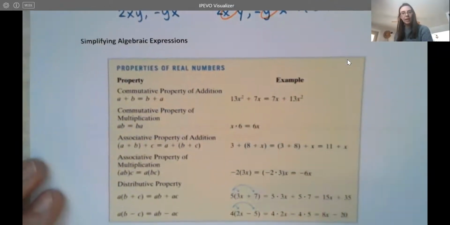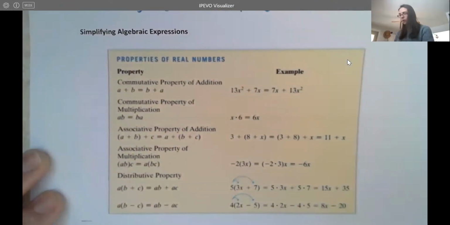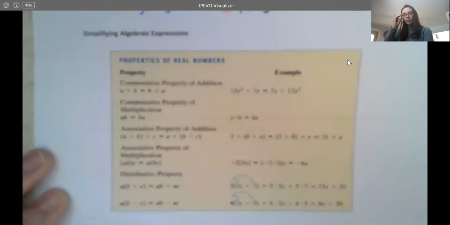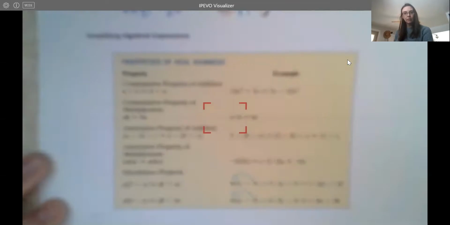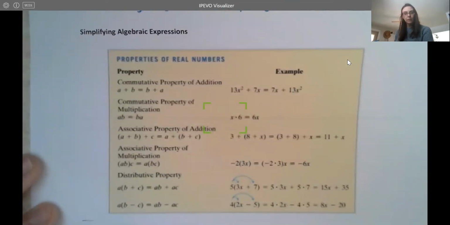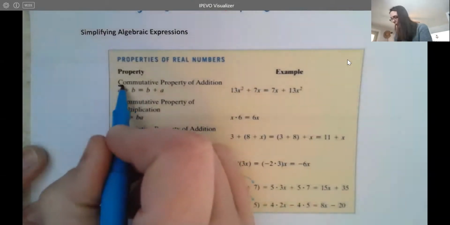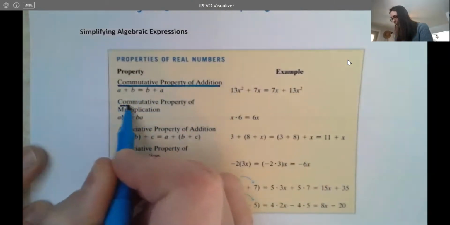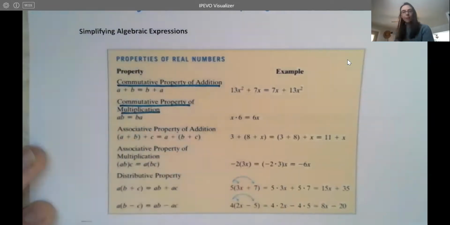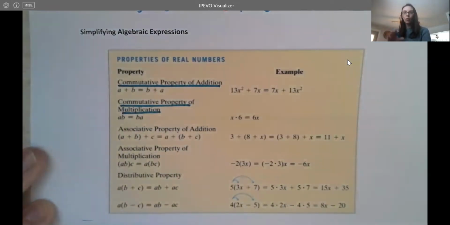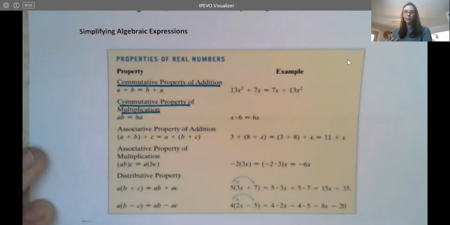Now, there's other properties that we do use as well. So I'm just going to do a quick review here, because these are properties that you have likely already seen, and you probably use without even realizing it. So your first set of properties are your commutative property for addition and multiplication. And what these say is that the order in which you add or multiply doesn't actually matter.